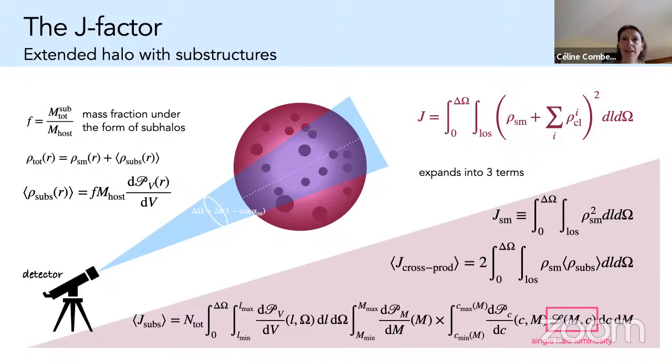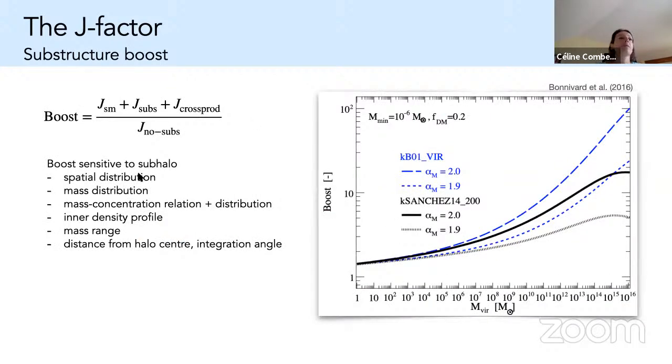Okay, so now I can go. With our toy model earlier, we saw that substructure should boost the signal. And now that I have a description for all those terms, I can define the boost as the ratio of the total J factor when I have substructure divided by the case where I did not have any substructure involved. And here the figure on the right is the boost as a function of the halo mass, the host halo mass, sorry. I should be more specific.